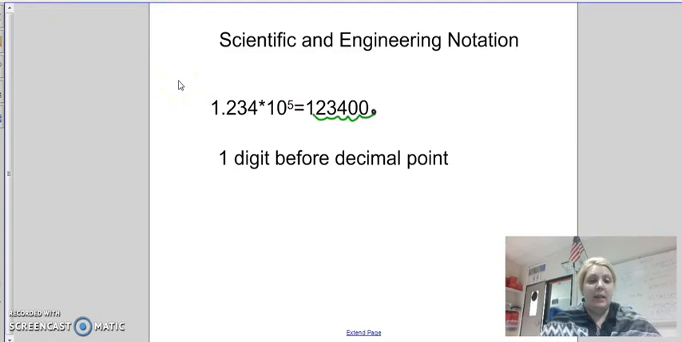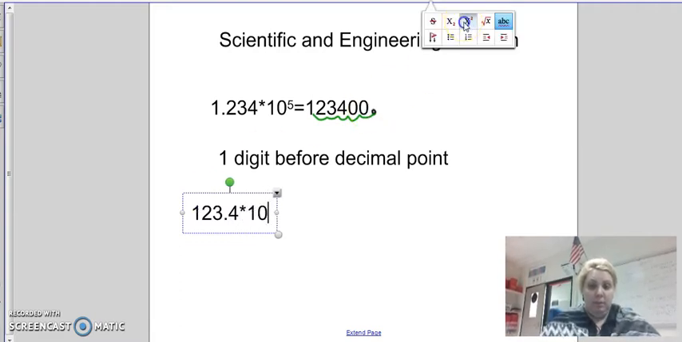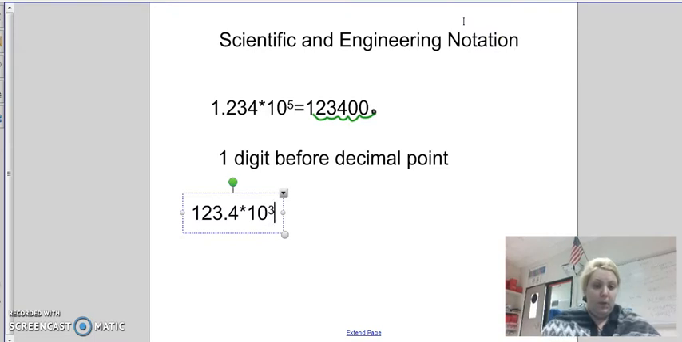The key fact that we need to remember about scientific notation is that you can have only one digit before the decimal point. You cannot have two. So for example, a number like this is not in scientific notation. You have to have just one.